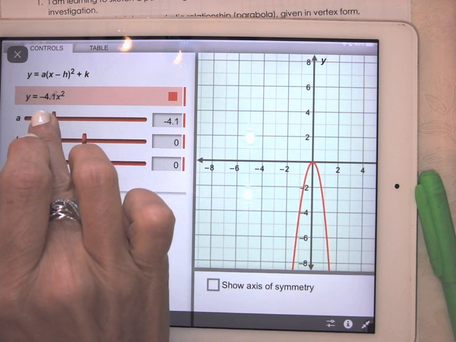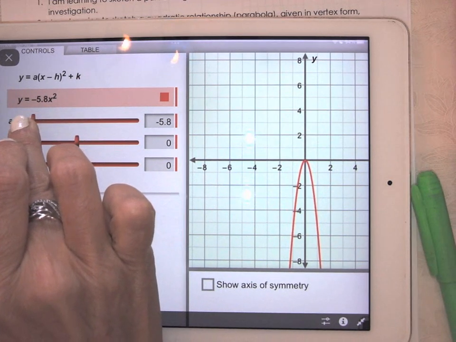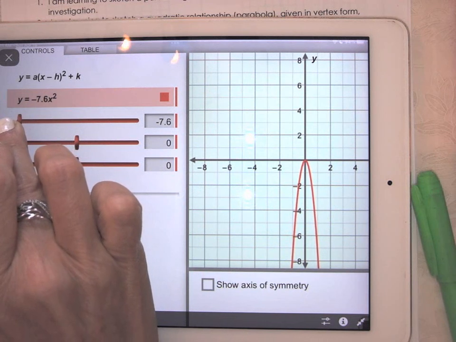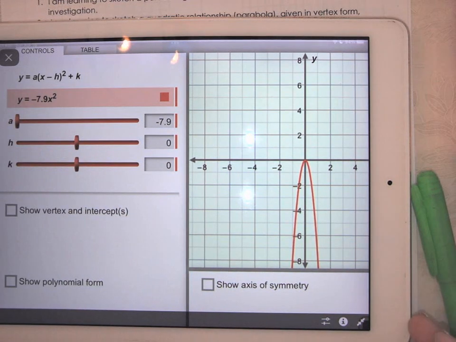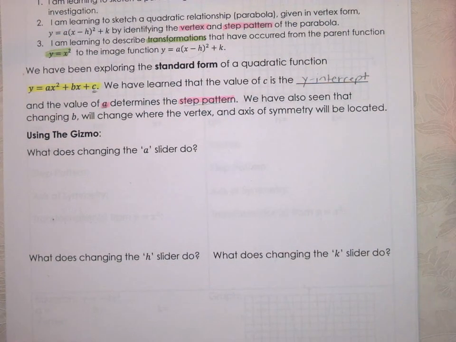Vertically stretching, even though we're stretching downwards. This time it's still called a vertical stretch. Okay? So that's what our A slider does. So let's try to just write a little note about what the A slider does here. So what does changing the A slider do?